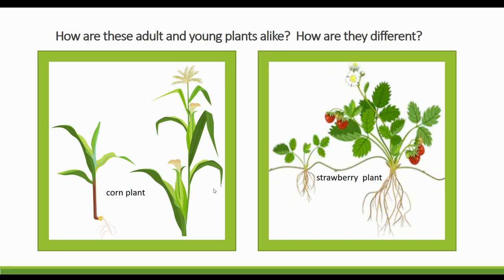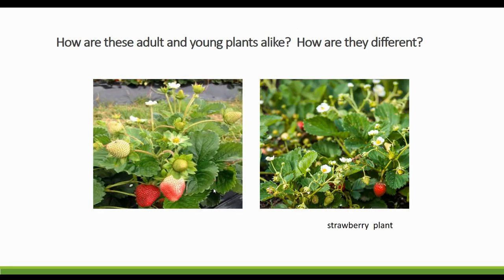So let's see if we can see other examples. This is another one, and it says, how are these adult and young plants alike? How are they different? Between these two plants, again, you can see the leaves are still the same, the color is still the same. This one right here, I think, is the adult plant, and this is the young plant. And you can see the little strawberries right there. As you can see, they inherited the fruit. Because the adult plant had the fruit, the young plant is also going to inherit the fruit.